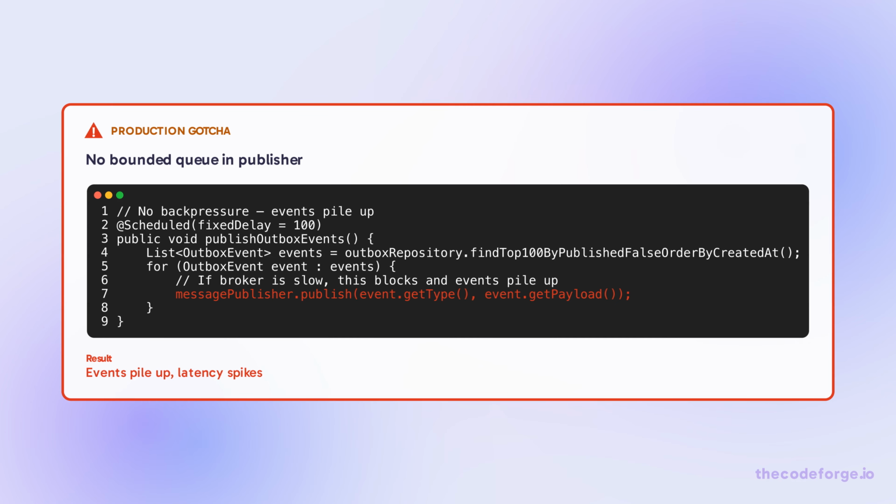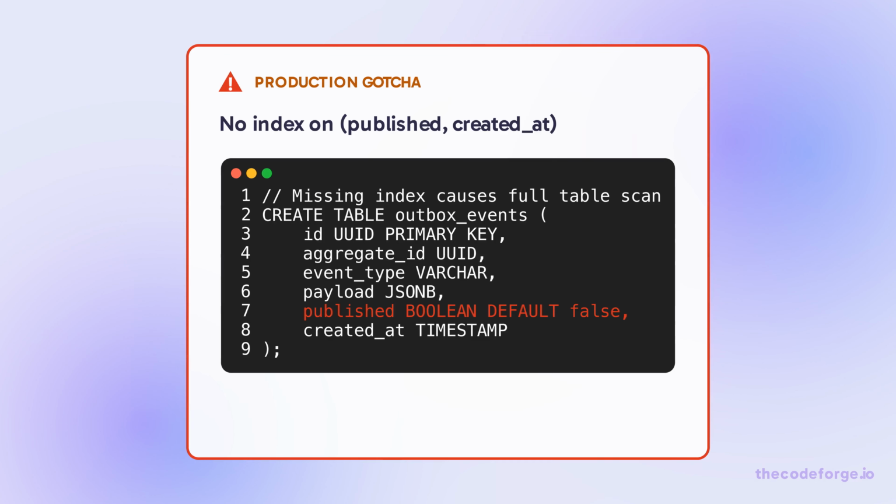Fix: use a bounded queue in the publisher and drop events if the queue is full, with a dead letter queue for retries. Forgetting to index the outbox table on published, created at.